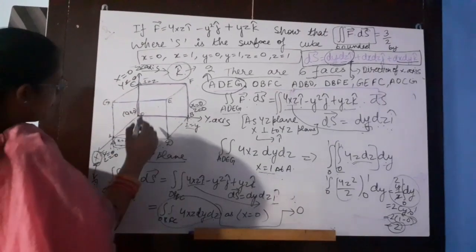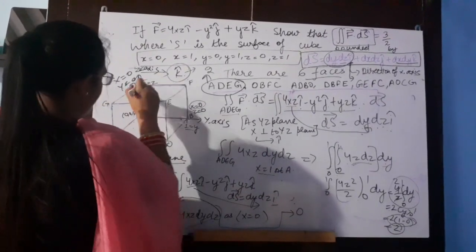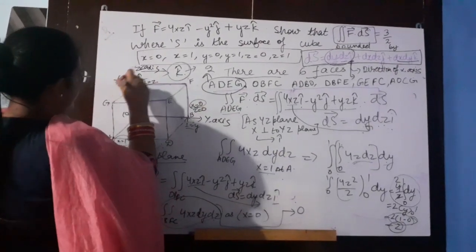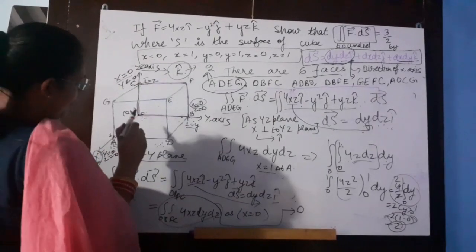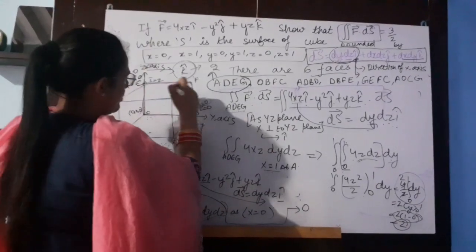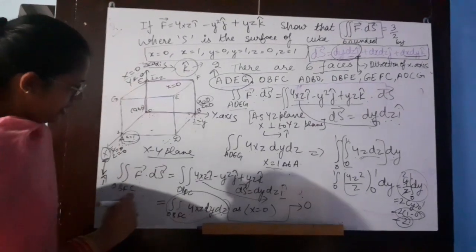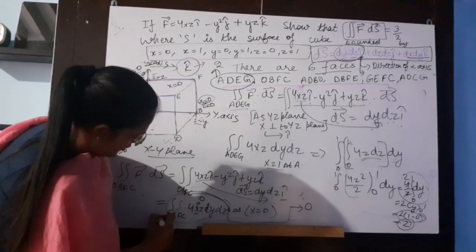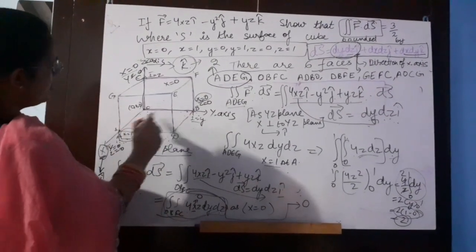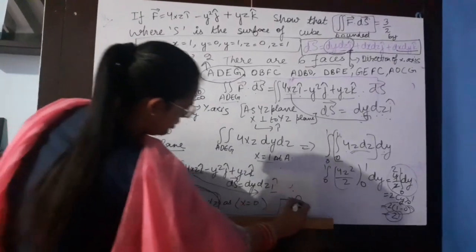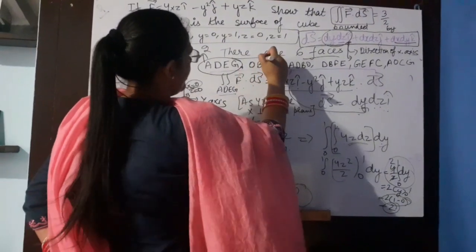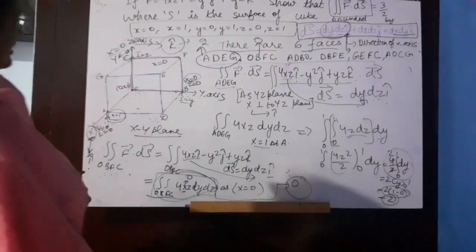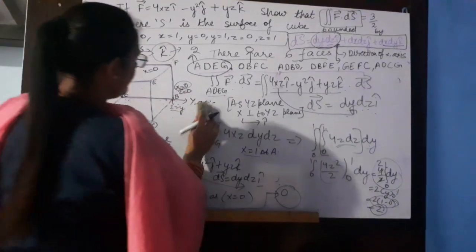But on the face OBFC, our x is equal to 0 at point B. Similarly at point C, x is equal to 0. For the face OBFC, our x is equal to 0. So if x is equal to 0, when we put the value of x equals 0 here, our whole surface integral for the face OBFC is equal to 0. So the surface integral for this face is 0. Next we will find the surface integral for the face ADBO.